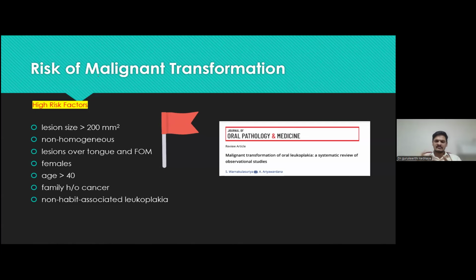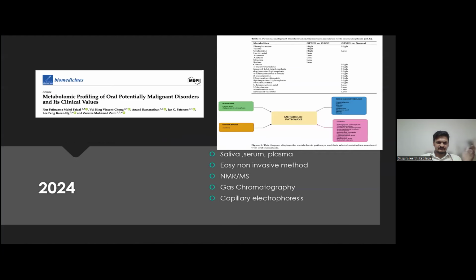in females, and when the patient does not have any history of tobacco chewing or any other habits, and also when the patient has a positive family history of cancer. So these are all the red flag signs where we can have a high suspicion of harboring a malignancy later in life.